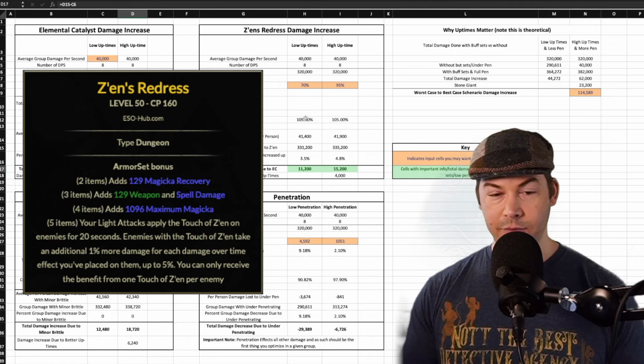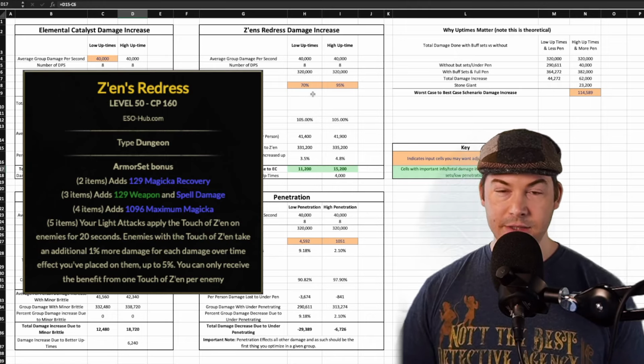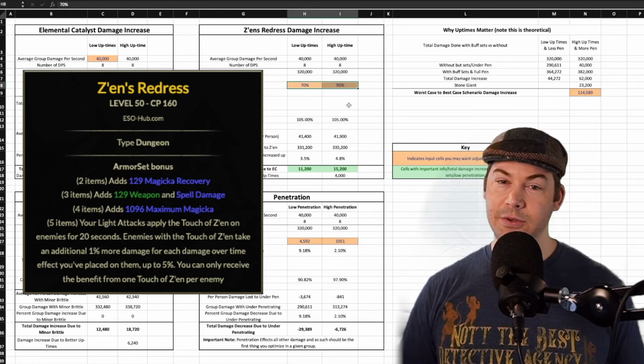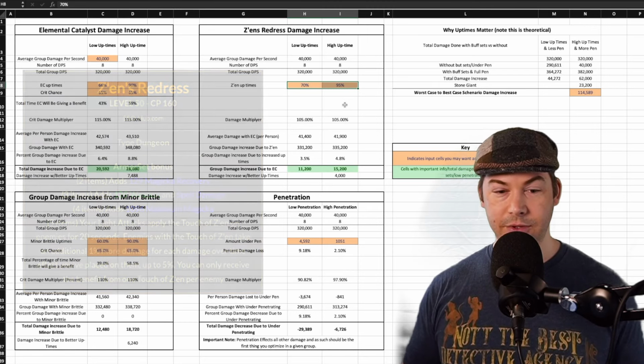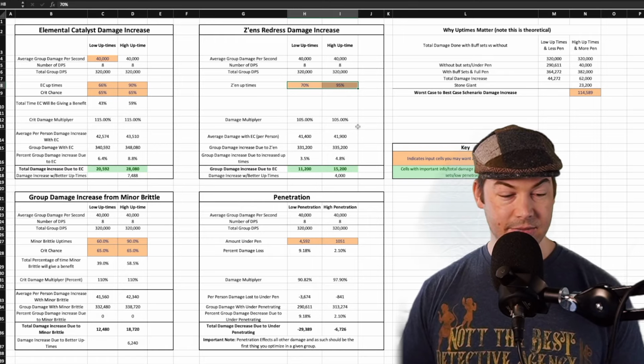And here, if we assume a fairly low uptime, 70%, and then I compared it to a higher uptime. So you can see not only what it does if you have it in the group, but also what it does if you have better uptimes. What can you do for your group? And so you end up here at 11,000 and 15,000, respectively.